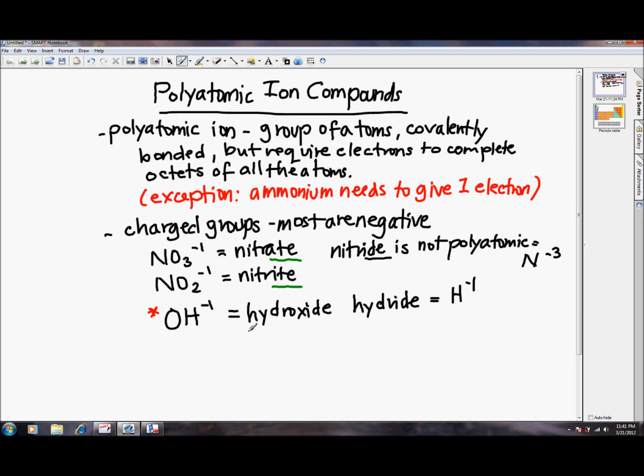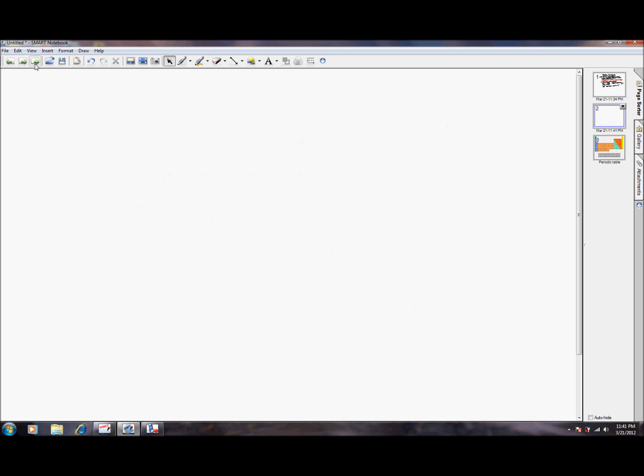Okay, so now that we have a list of polyatomic ions in the back, how do we end up writing formulas and naming them?